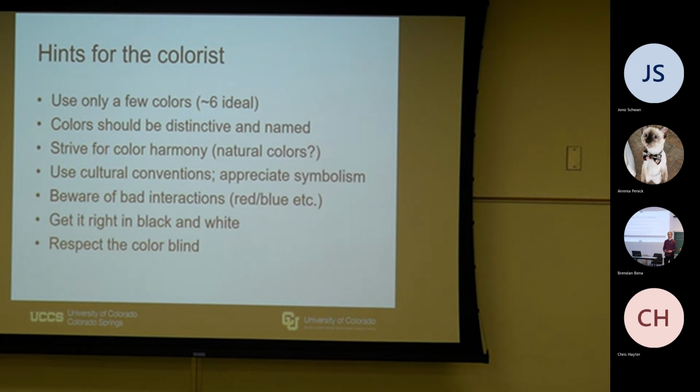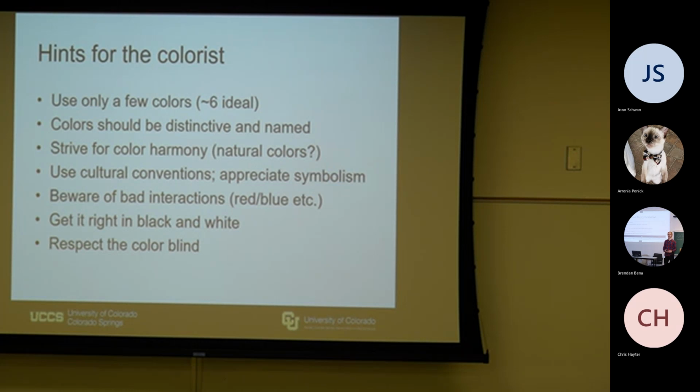The colors should be distinctive and named. You should go after color harmony, natural colors, and use cultural conventions and appropriate symbols. So if you are creating something, for example, for an audience in the United States, and you're creating, let's say, a map, then you obviously want to use the color codes that your audience is familiar with. So if your audience is familiar with roads being presented in yellow, then you're not supposed to go and use a black color for that.